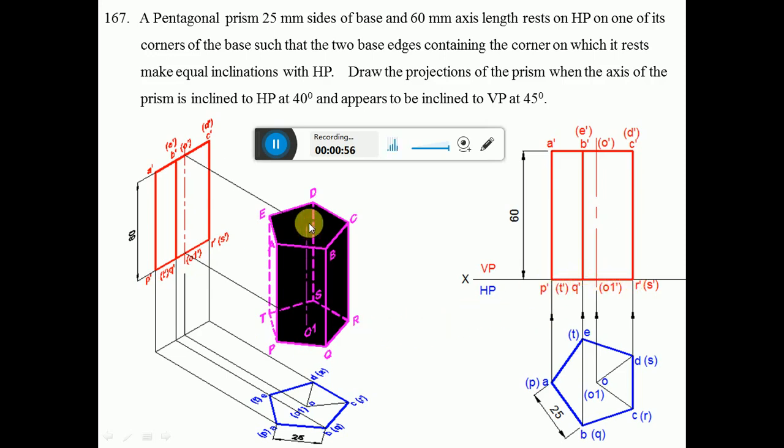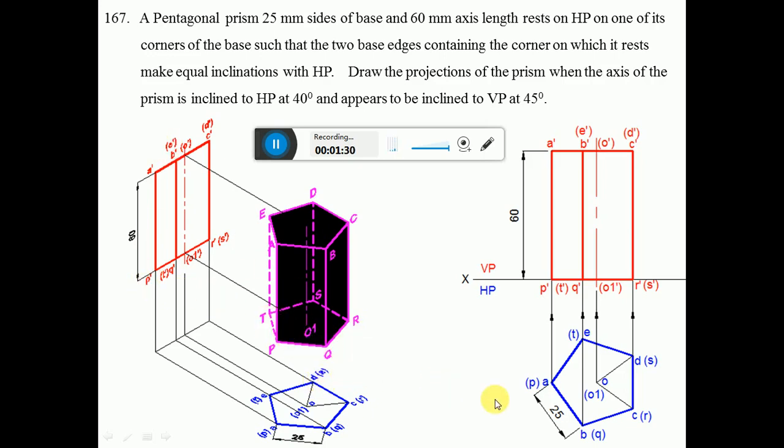When you look from the top view, ABCDE is near to the observer, so it becomes visible, and PQRST is away from the observer, so it becomes invisible, which is coinciding with ABCDE. So you're going to get everything in bracket. This is the side of 25 mm. When you look from the front view, you can see the height of the prism. The height of the prism is 60 mm, so we take 60 mm here from the height.